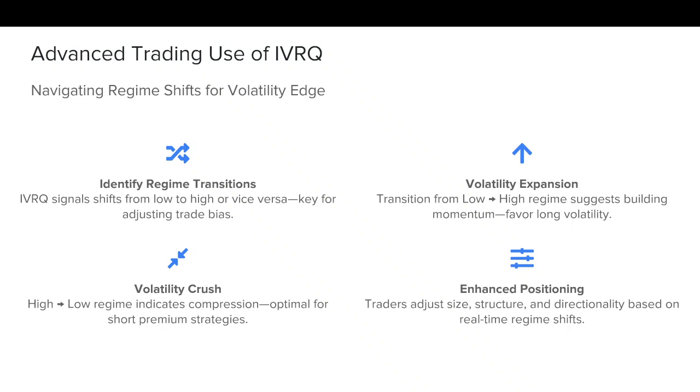Now, beyond strategy selection, regime transitions also inform you how to size trades, where to set stops, and which instruments to use. IVRQ provides these signals with clarity, allowing traders to act ahead of the curve, not behind it. The key is watching not just the current regime, but the slope and direction of change.